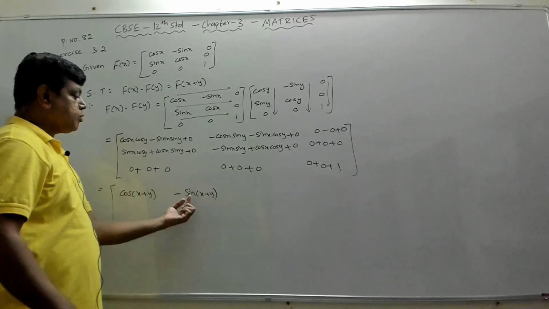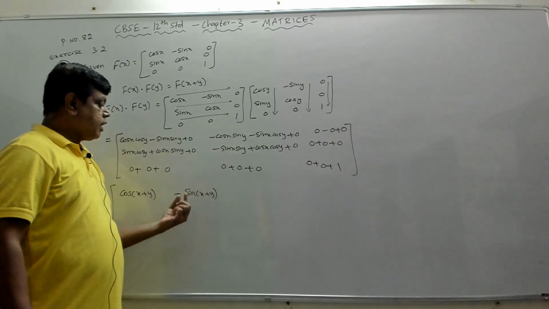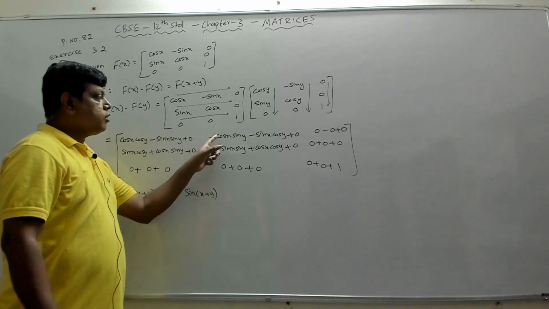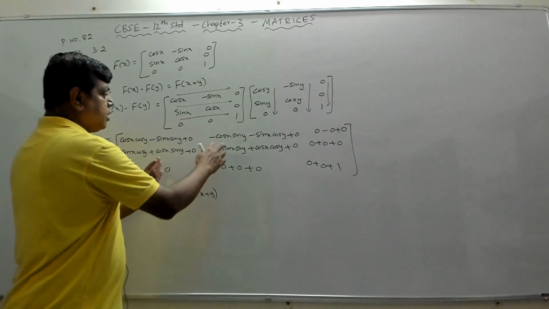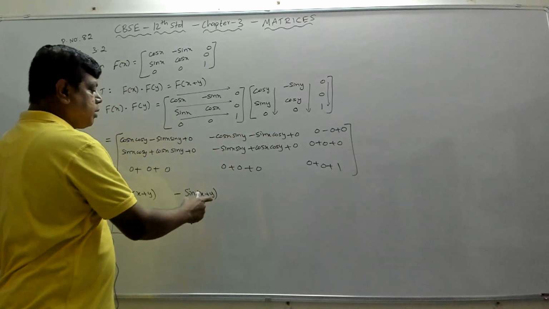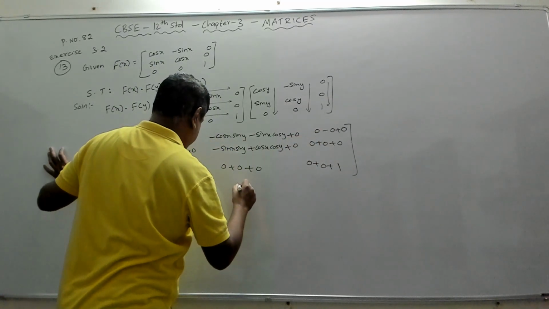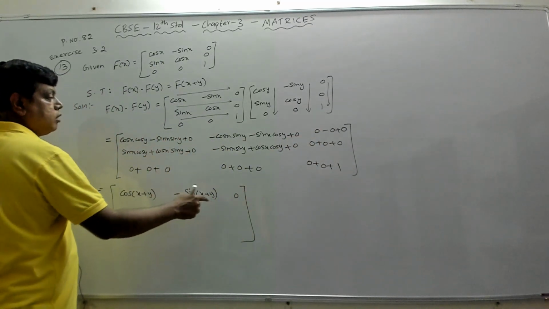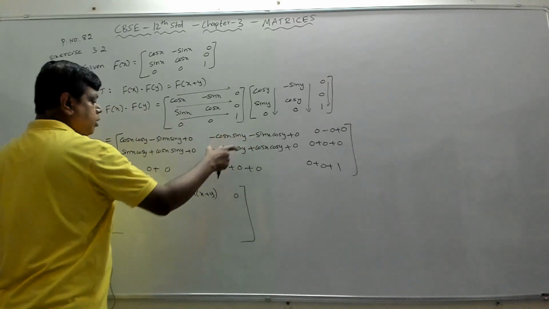What is the sin of x plus y? Sin x cos y, plus cos x sin y, and there is a minus. So that will make both the terms minus. If I take minus common from this, then here we will see sin x cos y plus cos x sin y. That becomes sin of x plus y. Then 0, 0, 0 is 0. You have to know the trigonometric formula to convert this given into this, because both are equal.